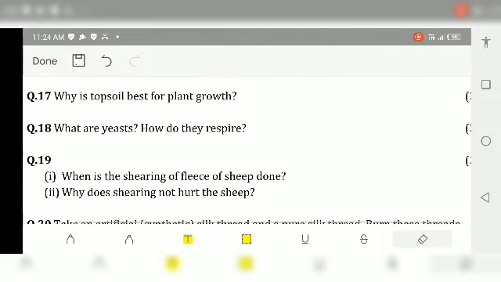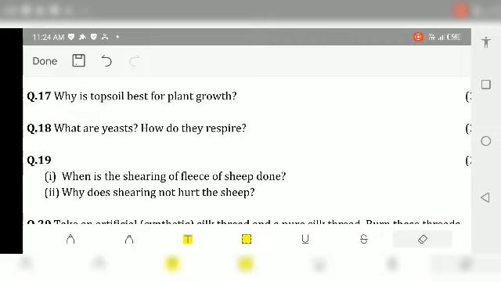Next question is: why is the topsoil best for plant growth? Answer: the topsoil is rich in humus and minerals. It is the home for many living things such as earthworms. It also contains decayed plant and animal remains. The presence of minerals, living things, and decaying plant and animal remains makes the topsoil fertile.